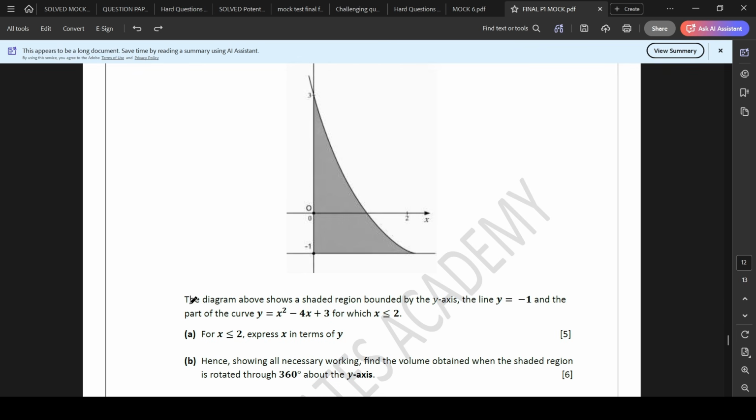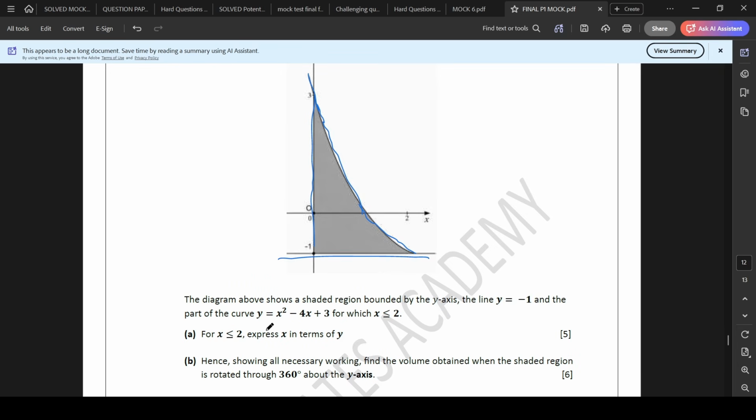So in this question, we are given a diagram that shows a shaded region bounded by the y-axis, the line y is equal to -1, and part of this quadratic curve. Of course, if I draw the full quadratic curve, it is going to look something like this, I guess. But now because it is defined for x less than or equal to 2, that is why this part of the diagram is given to me till this point.